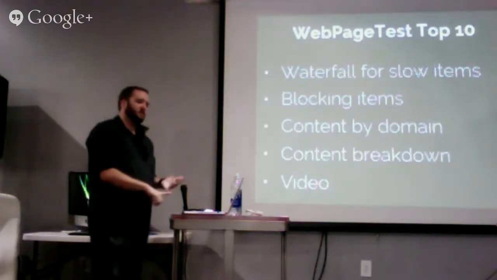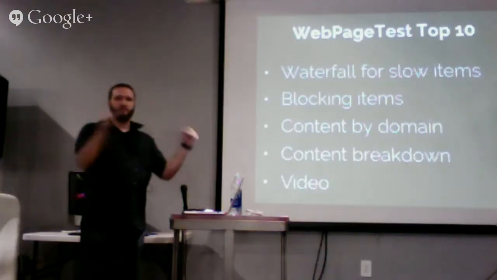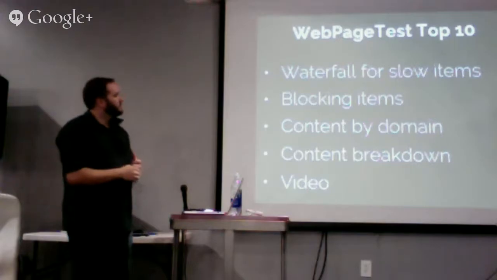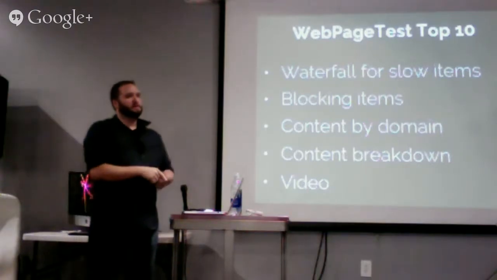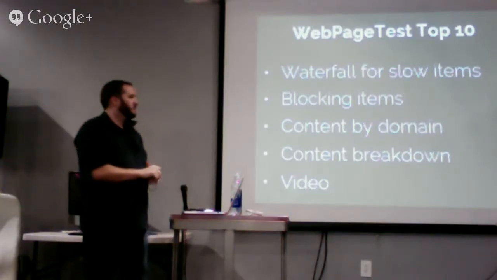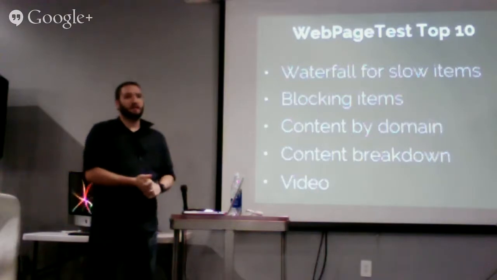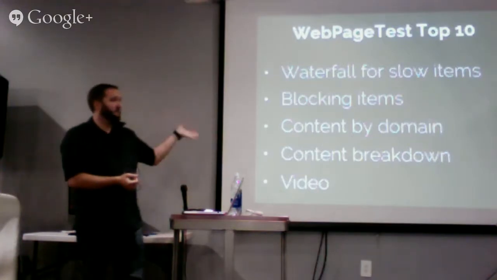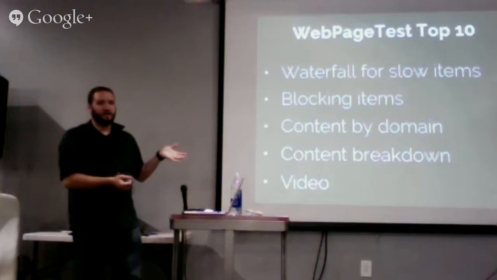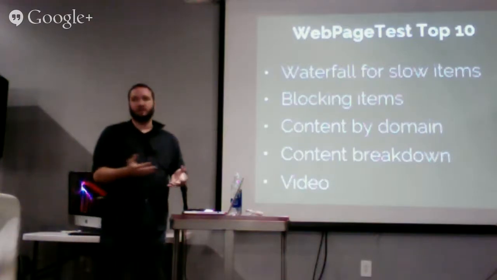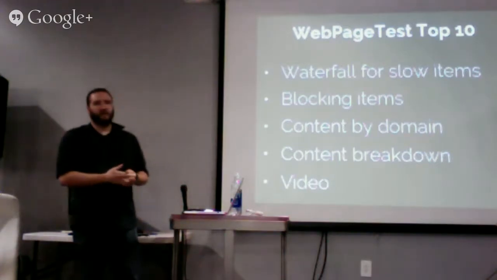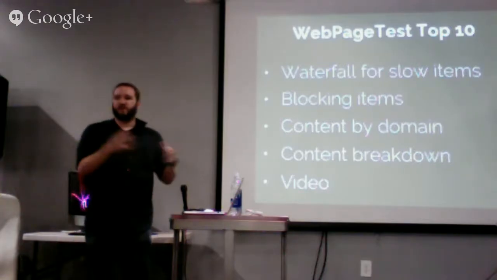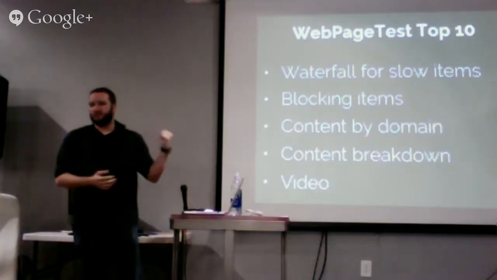You can check your waterfall for slow items. Just look for big blocks of color. You can look for blocking items. Use the film strip view for that. Look for content by domain and content breakdown. Content by domain will tell you how many domains you're contacting and who's hosting your site, if it's you or the cloud. Content breakdown shows you, if you've got 10 megs of stuff, where it's all at.